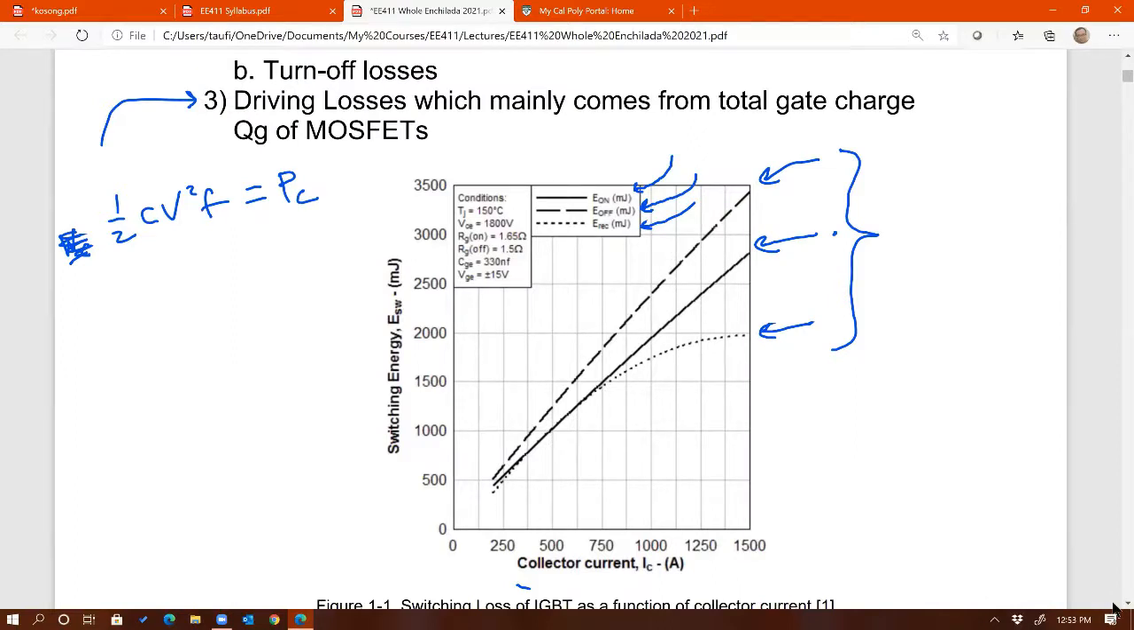So anytime you have a capacitor with voltage across it, and that capacitor is charging and discharging following a certain frequency, then this is the amount of loss that you'll get, right?